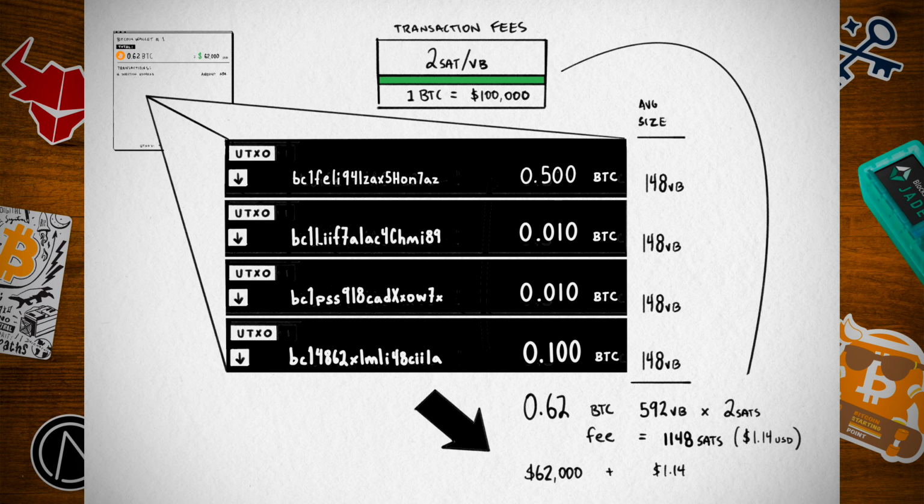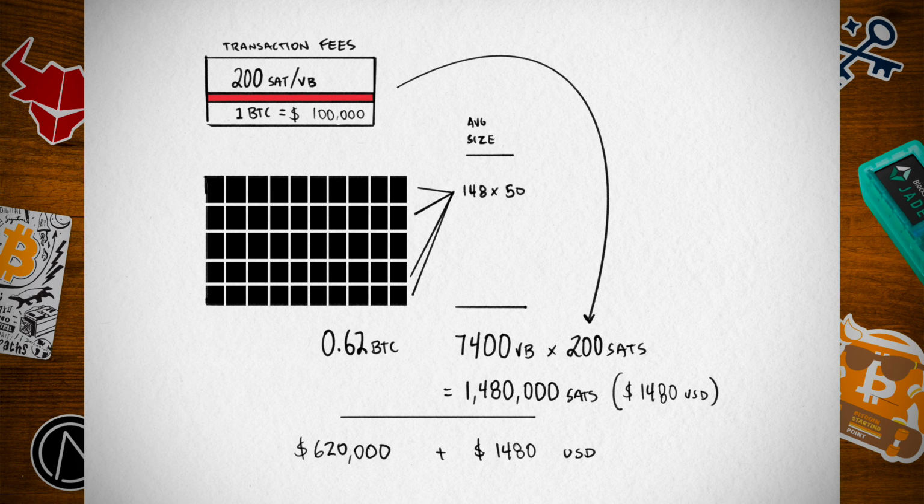We can really stomach spending $1 to move $62,000. If we were to do this transaction in a high fee environment where the fee rate gets to 200 sats per byte, very rare, but very possible that we would be there one day, the fee is now 200 times that 592, which is around 100,000 sats, which would be closer to $100 today. Now, again, you could stomach spending $100 to move $62,000. That's fine. But what if you had 50 UTXOs?